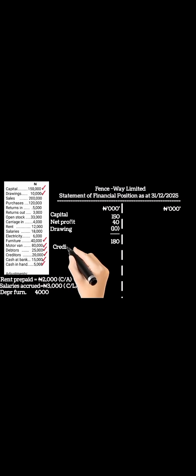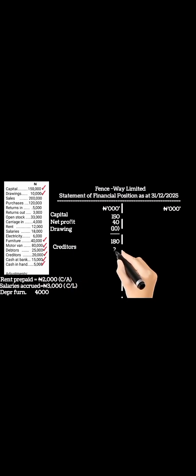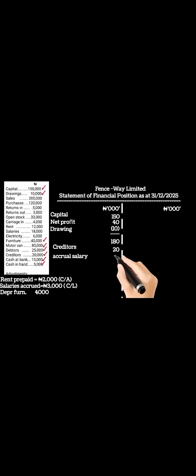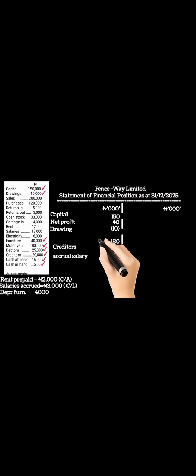Then you add other liabilities like creditors, which is a current liability. There is no long-term liability, so we start with the current liability, creditors. Then we have accruals, salary owing. Salary owing is 3,000, not 30,000. In case you want to compute it, the accrued salary should be changed to 3,000, not 30,000.